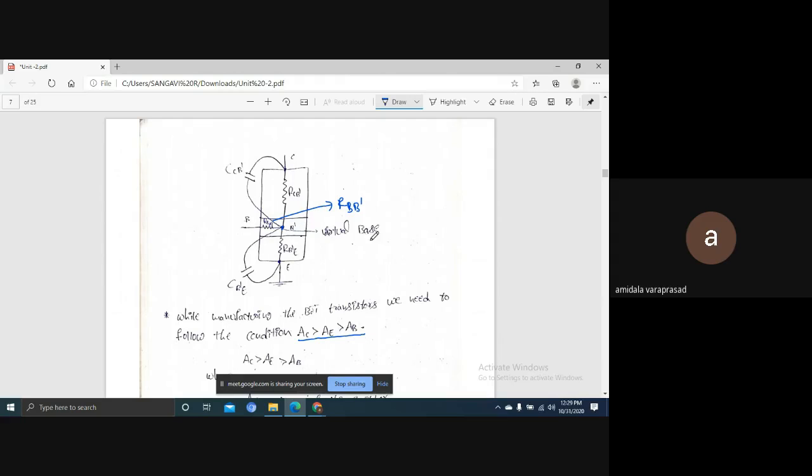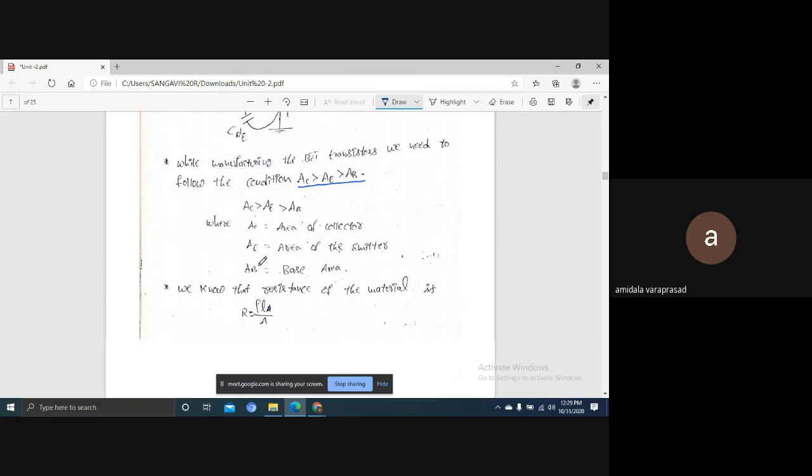Okay, there are three resistances we are having, and there are two capacitances: in between the collector and B dash, the virtual base, that capacitance is CB dash, and the other between B dash and emitter. These are the internal capacitances and internal resistances of the BJT.